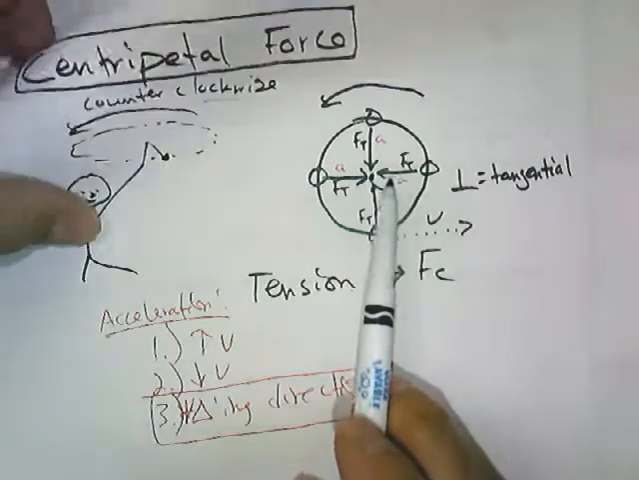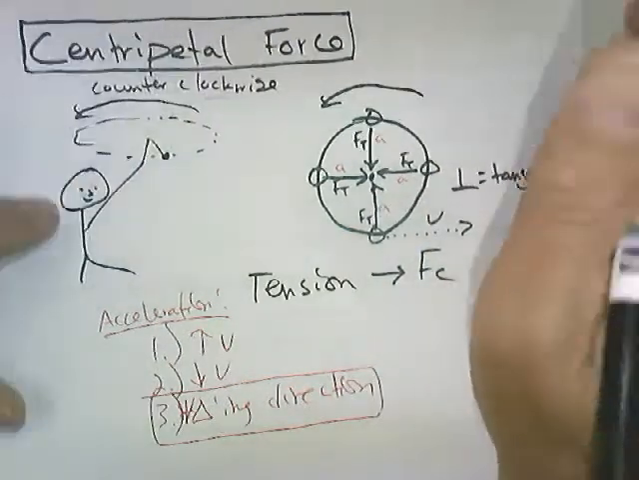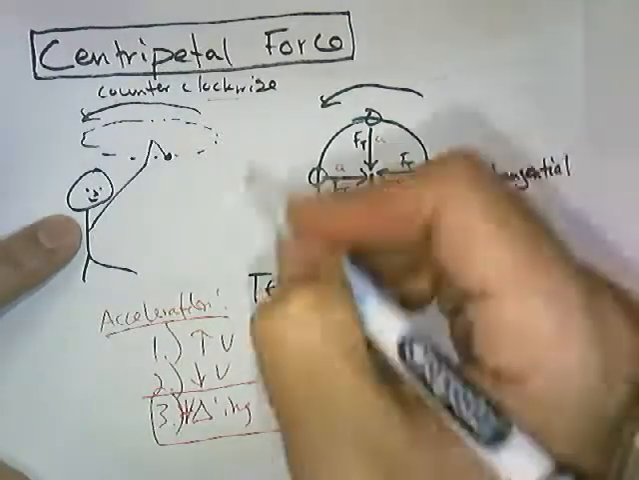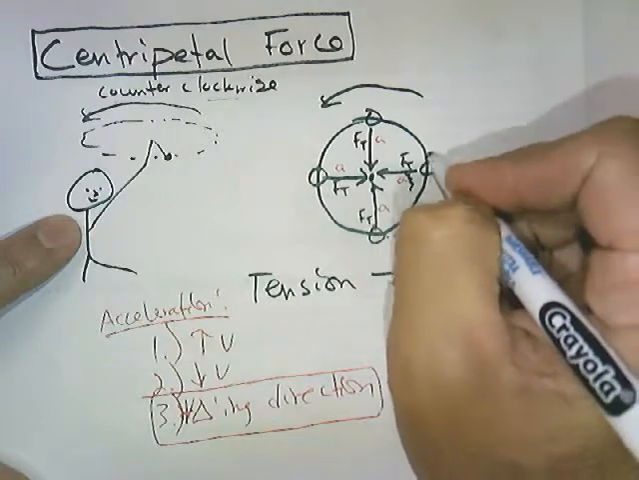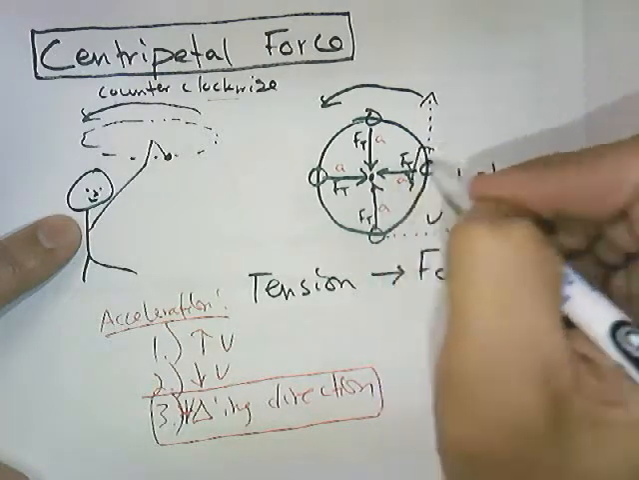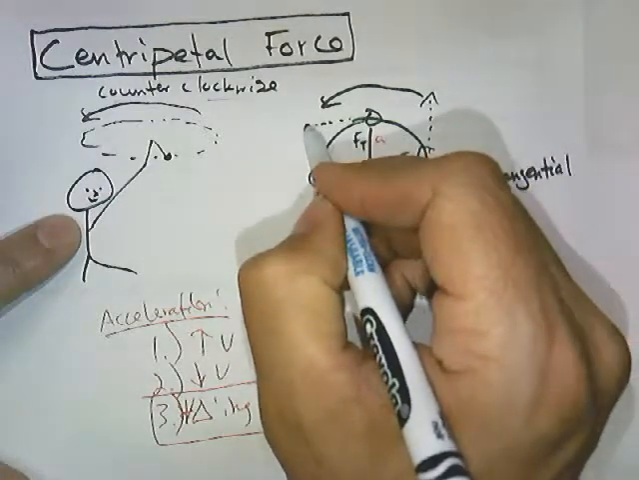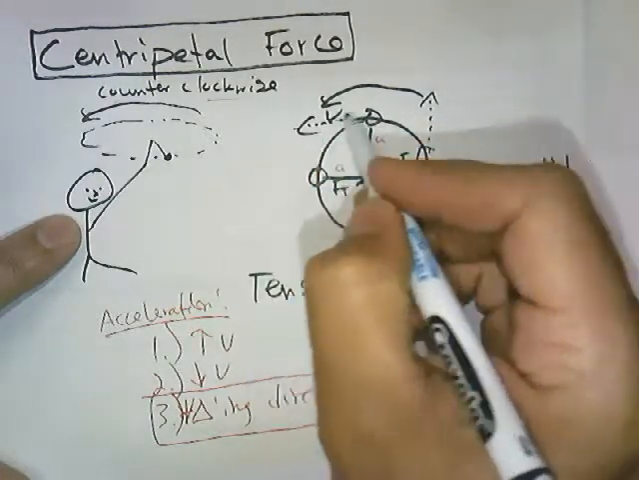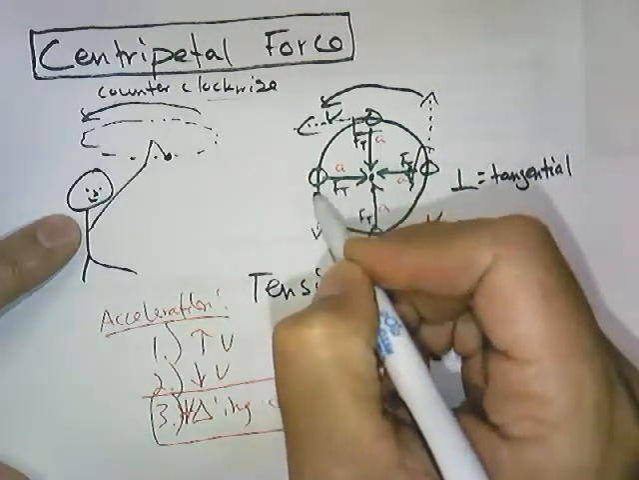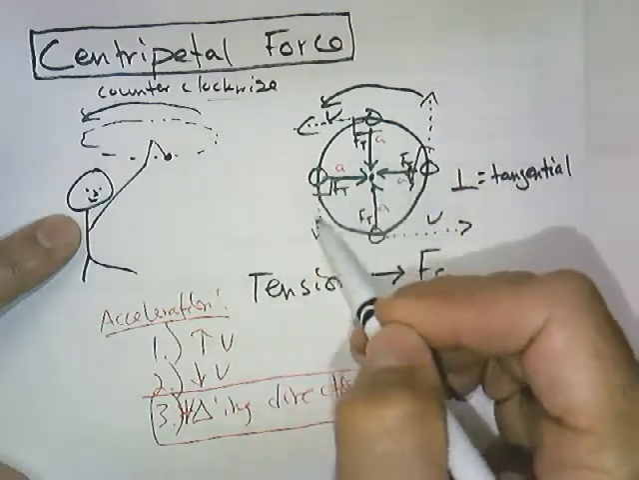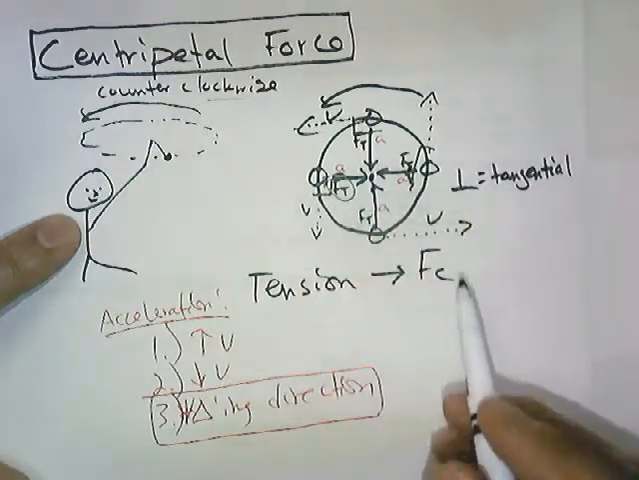So here's the picture I'm emphasizing to you. If this were swinging around really fast, and the string broke right here, it would continue traveling in a straight line that's tangential to the net force, the force of tension. So the velocity is perpendicular to the net force, the force of tension.